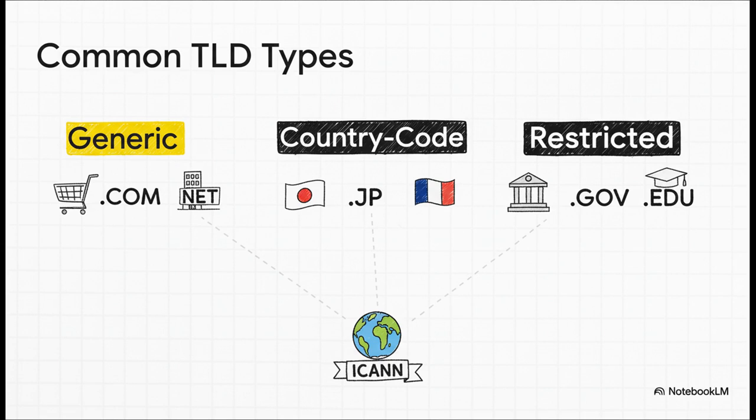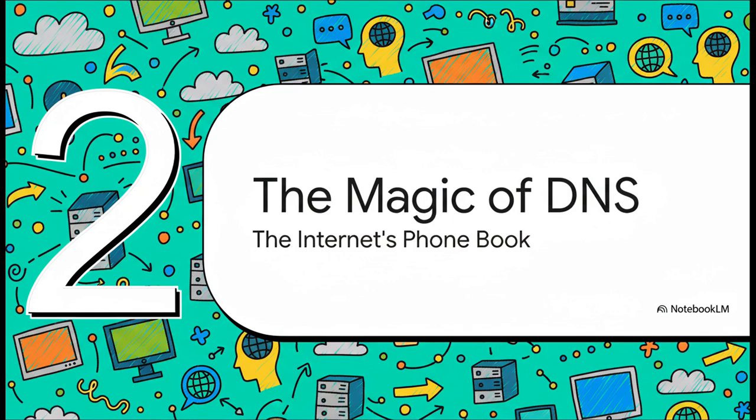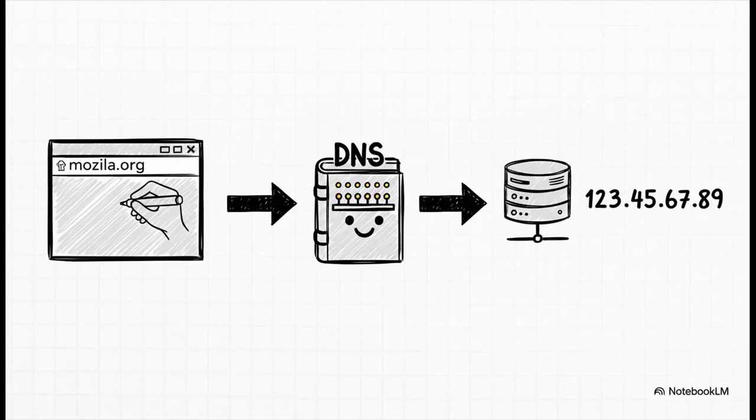So how does your browser take that simple name you type in and magically pull up the right website? Well, it's not actually magic, but it's pretty close. It's all thanks to a brilliant system called DNS. The easiest way to think about it, it's the entire internet's phone book. DNS stands for Domain Name System, and it's basically this massive global database. Its one and only job is to be the ultimate matchmaker. It looks up the human-friendly name you type, like mozilla.org, and finds its matching computer-friendly IP address.